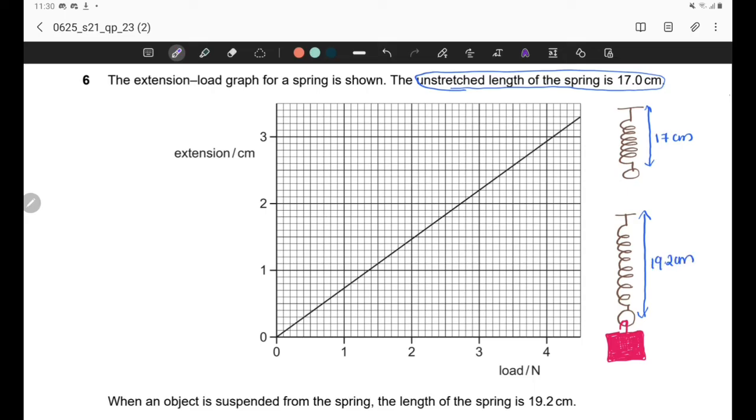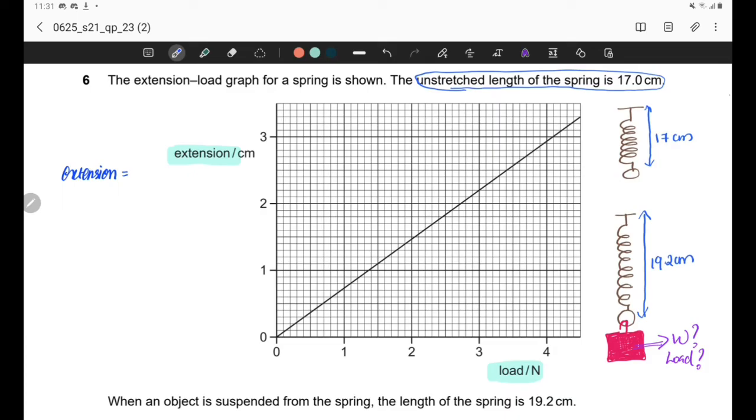And using this information, we need to find out what is the weight of this object, or the load of this object. So we are provided with the extension load graph. So by finding what is the extension of this spring when we suspended the object, and by checking the corresponding load for this extension from the graph, we can find out the load or the weight of the object. So the initial step we need to do is find the extension of the spring, or how much the spring has extended when we suspend the object.